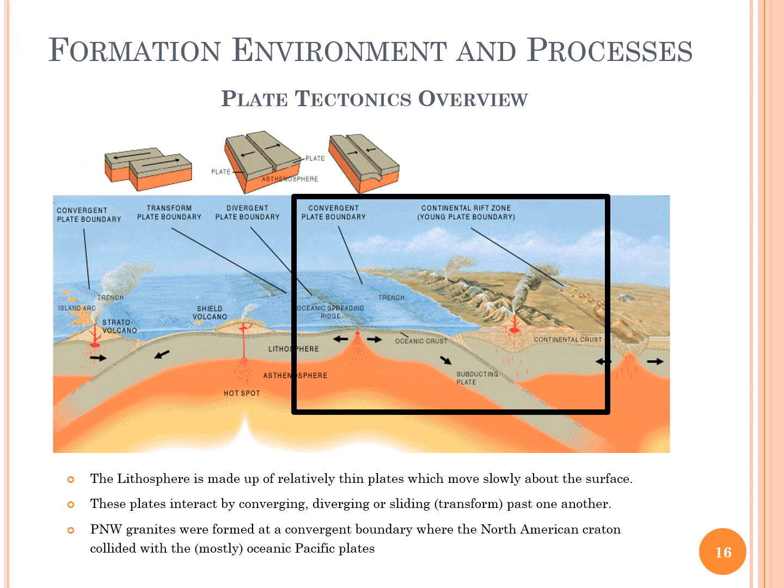Now let's look at the formation environment and processes. Well, here we are back again with our old friend plate tectonics and another picture of a cross section of the Earth's surface as we have an overview of how this relates to the formation of jade. I want to zoom in on this area I boxed, and as we know, in plate tectonics, our lithosphere is made up of relatively thin plates, a few tens of miles at most, and they move past each other, slowly moving across the surface.